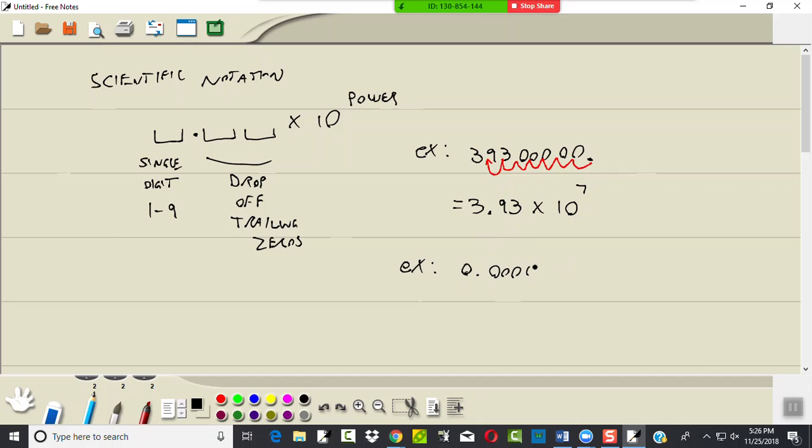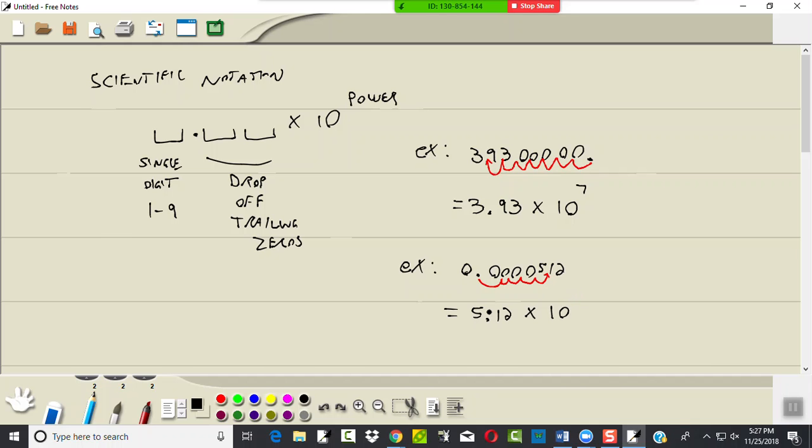Now if I had this problem here. First off, notice that this is a small number, isn't it? And we want our scientific notation to be a single digit, 1 through 9, not 0. So we're going to need to move this decimal 1, 2, 3, 4, 5 places to the right. So this would be 5.12 times 10. We moved it 5 places.